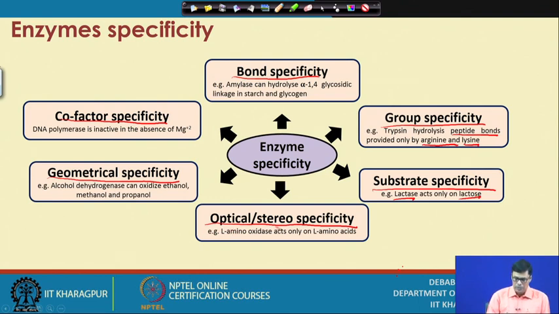Optical or stereo specificity means L amino oxidase acts only on L amino acids. We know that there are two types of optical isomers, L and D. So, L amino oxidase can act on L amino acids. What is geometrical specificity? Alcohol dehydrogenase can oxidize ethanol, methanol, and propanol. Cofactor specificity means DNA polymerase is inactive in the absence of magnesium ion.